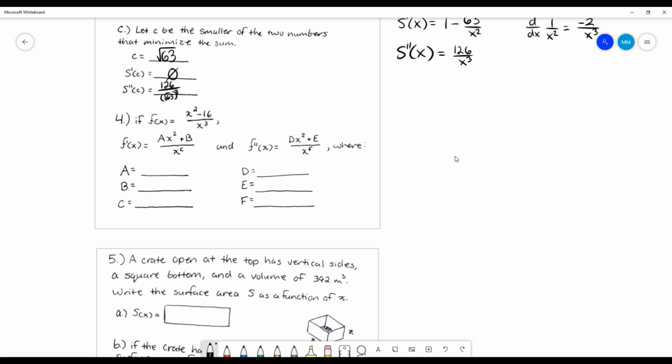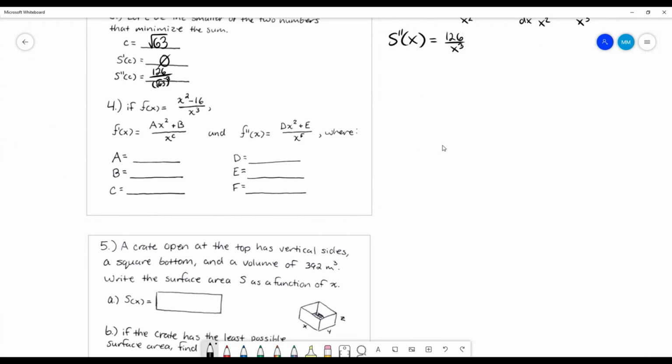Number 4 is just another derivative and second derivative question using quotient rule. So remember, quotient rule is low d high minus high d low over low low. So the derivative is going to be that low term, so it's x cubed, times the derivative of our high term, which is going to be 2x, minus the high term times the derivative of our low, which is going to be 3x squared, all over low low. And I know x cubed squared is going to be x to the 6th.